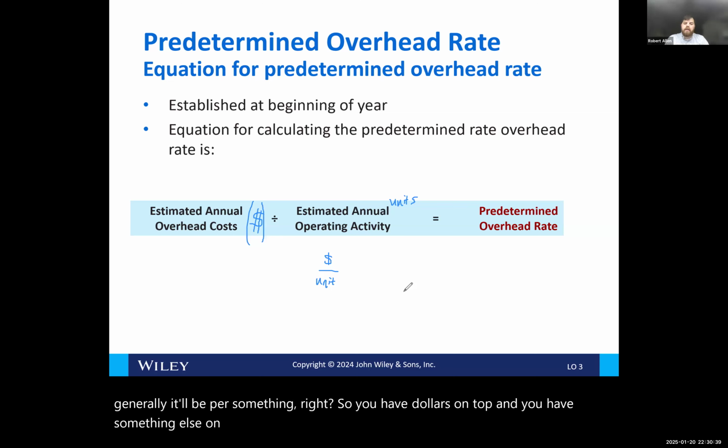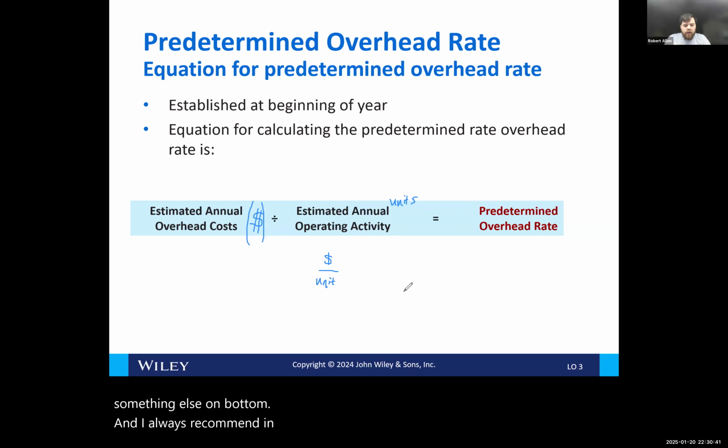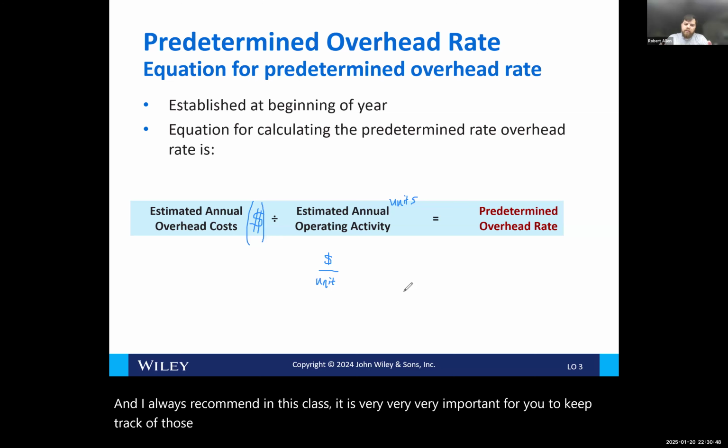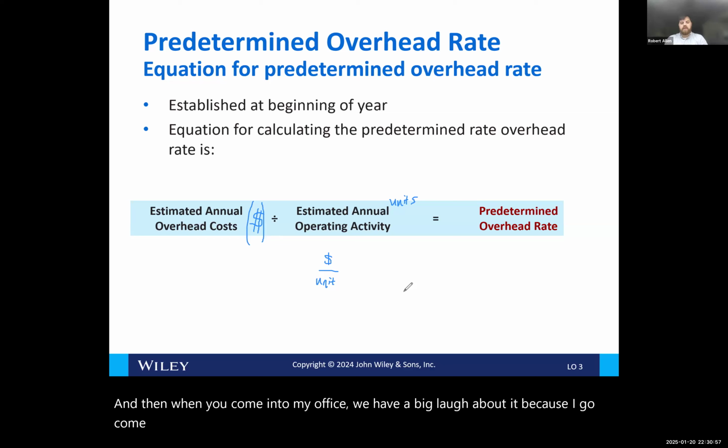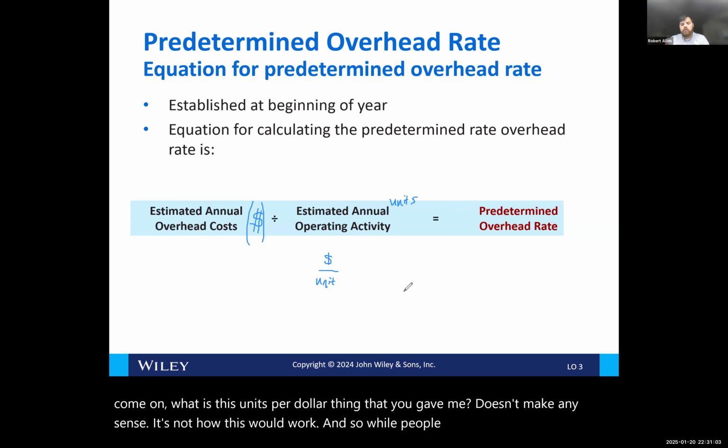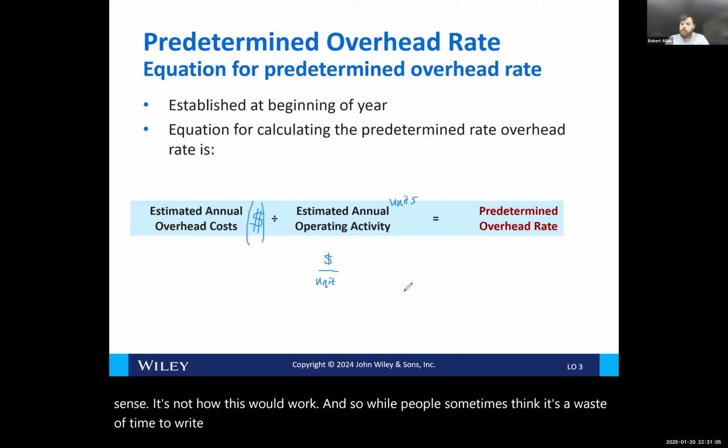And I always recommend in this class, it is very, very important for you to keep track of those labels. If you lose track of those labels, you start to make silly mistakes. And then when you come into my office, we have a big laugh about it because I go, come on, what is this units per dollar thing that you gave me? It doesn't make any sense. That's not how this would work. And so while people sometimes think it's a waste of time to write down those labels, if you do, it will prevent you from making a silly mistake. So don't make that mistake.